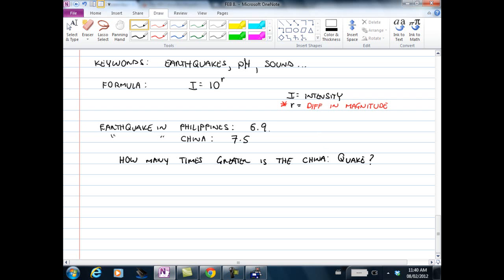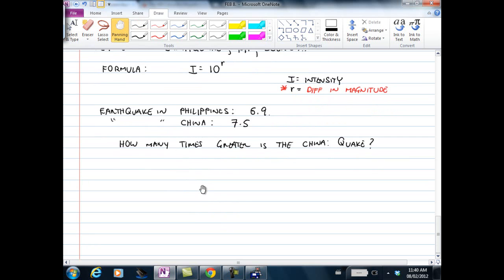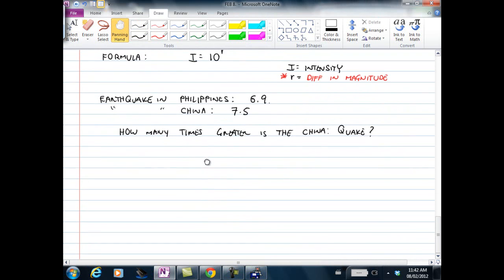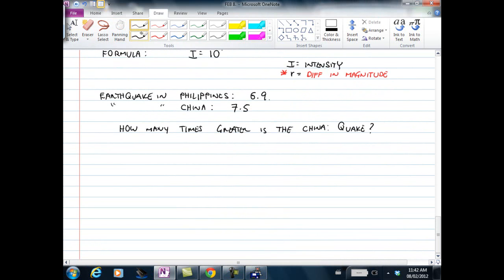There's no helping. Guys, gals, go for it. I'm going to pause it and let you have some time. How many times greater is the China quake? Right off the bat, I know I'm going to use this earthquake formula: I equals 10 to the power of R. I'm going to plug in slowly, because I'm looking for intensity. How many times greater? But now, here's a question. R, you've got to be careful about R. It's 0.6. So all we're going to do is just plug into our formula: 10 to the power of 0.6.